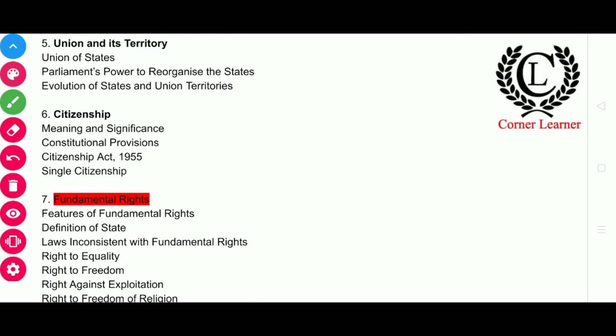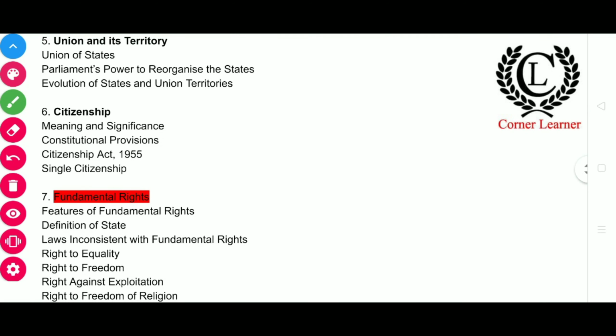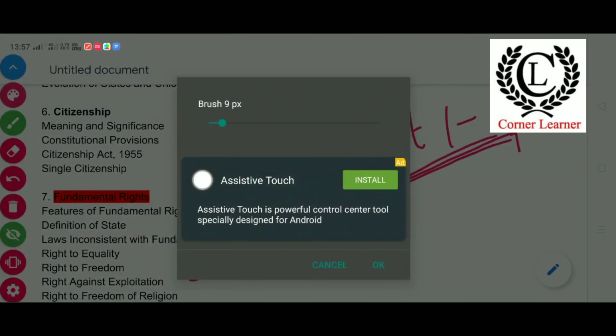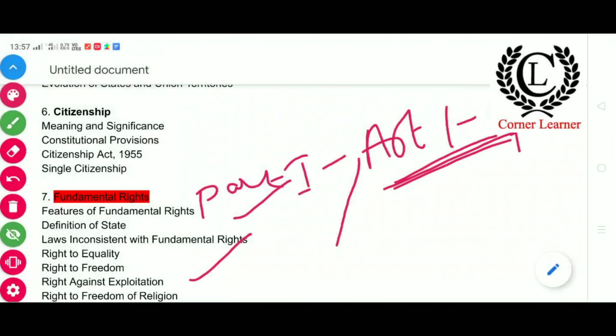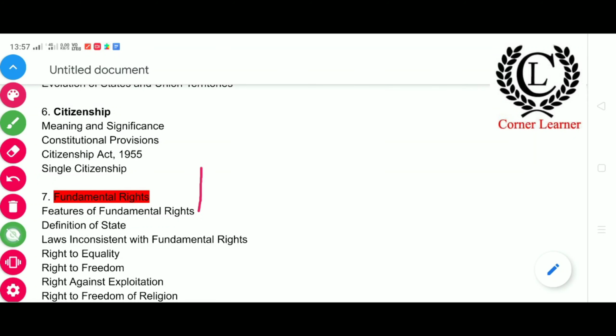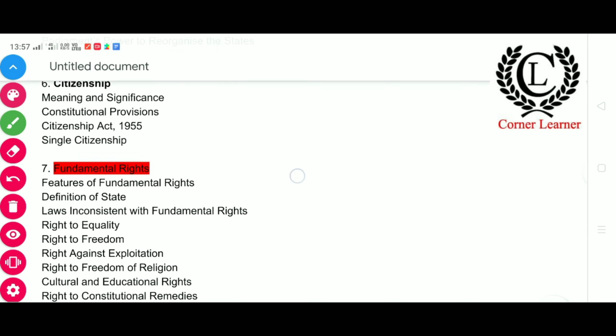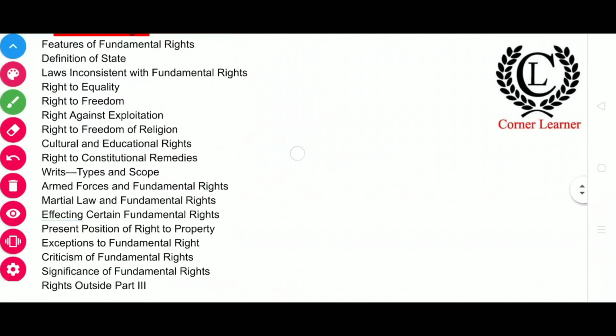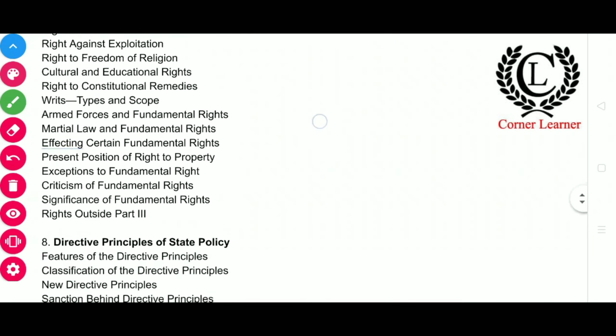Citizenship is mentioned in part 2 of the constitution and covers articles 5 to 11. Fundamental rights. Okay, fundamental rights. This is mentioned in part 3 of the constitution and articles 12 to 35. And next we have directive principles of state policy, very important.